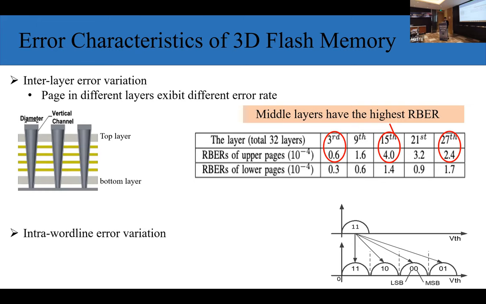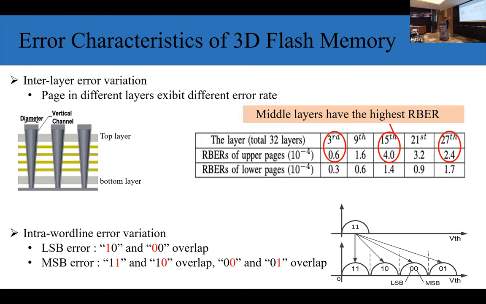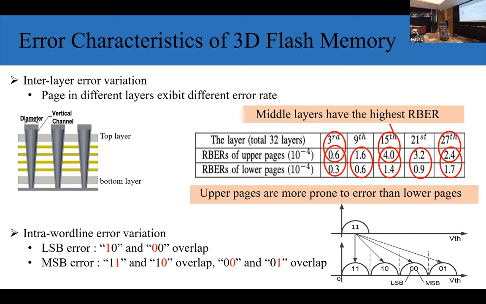The left bit is the LSB, and the right bit is the MSB. For LSB, an error will happen when the states 10 and 00 overlap. For MSB, an error would happen in two cases: when states 11 and 10 overlap, and when 00 and 01 overlap. Therefore, the upper page will be more prone to error than the lower page, as shown in the table.